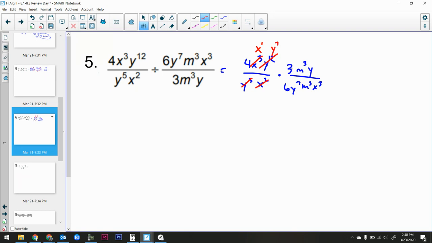I know I'm going to make this 3/6 a 1 over 2, big 2. Look, y to the 7th and y to the 7th, cancel that. That's awesome. M to the 3rd and m to the 3rd, that will completely cancel out. Do I have any more x's? x to the 1st, x to the 3rd here, so that means an x to the 2nd down there. And I think that's everything.